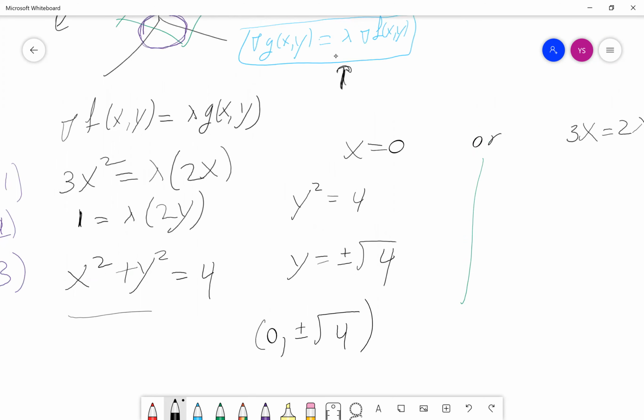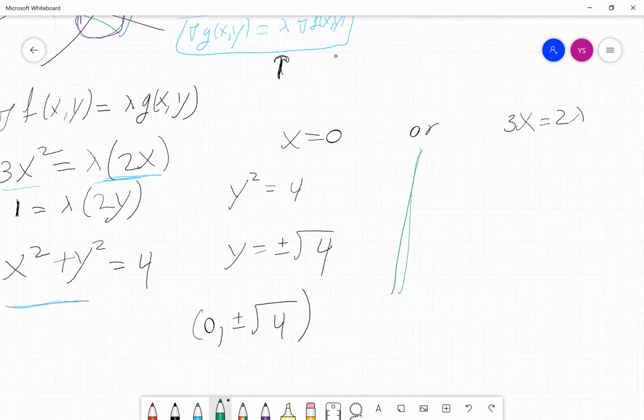So I'm saying either or. Either x is equal to 0, in which case I cannot divide by x here. But I can say, okay, x is 0, in which case I can use this equation and figure out what y is by plugging in x equal to 0. Or x is not equal to 0, in which case I can divide by x. And so then I get this side.